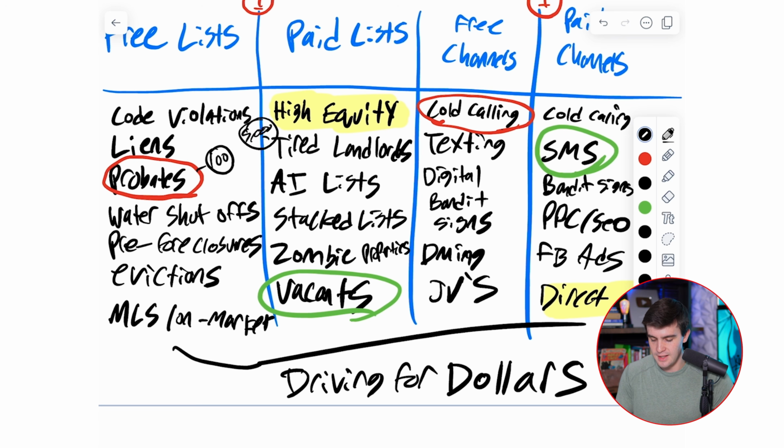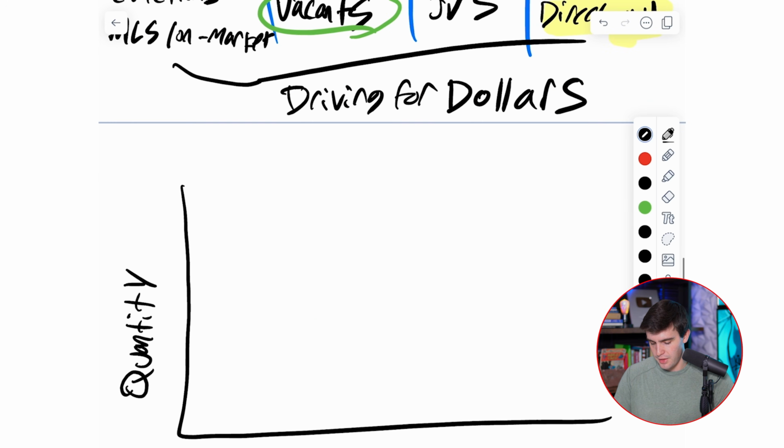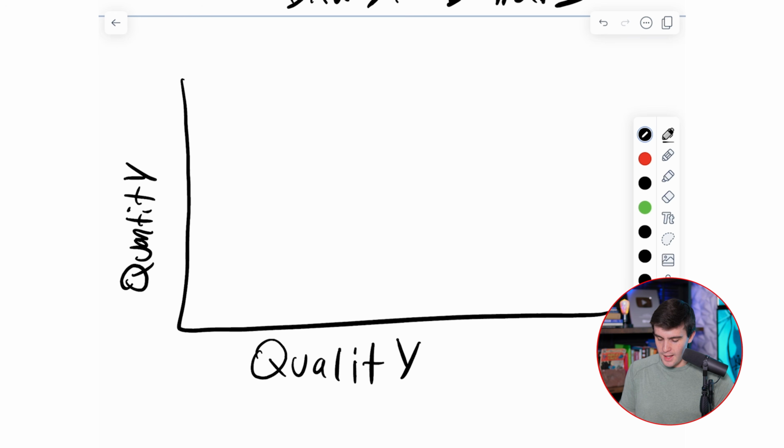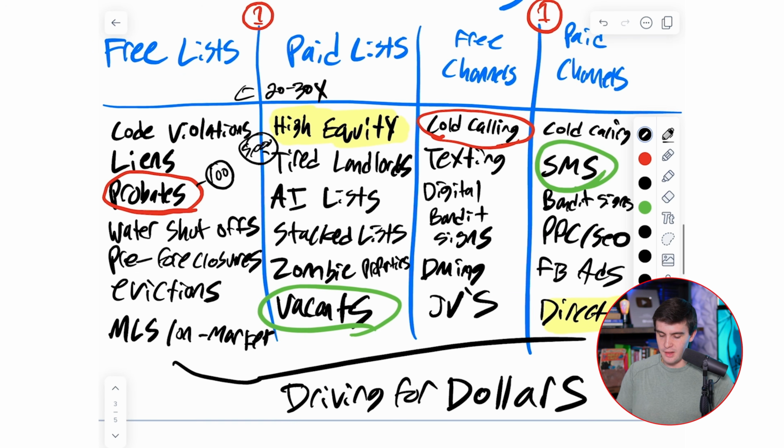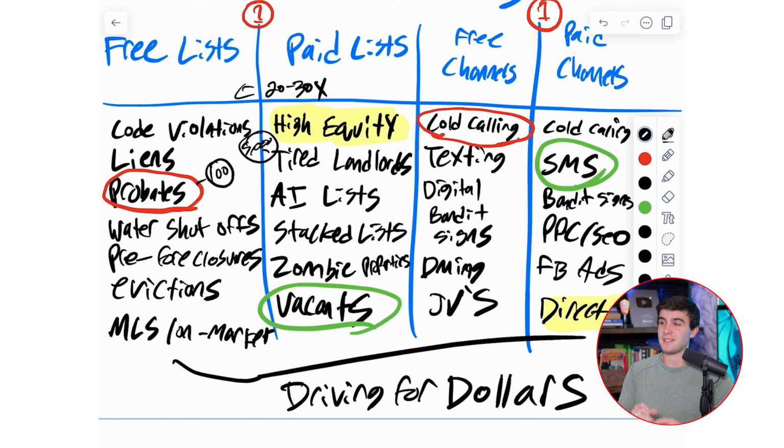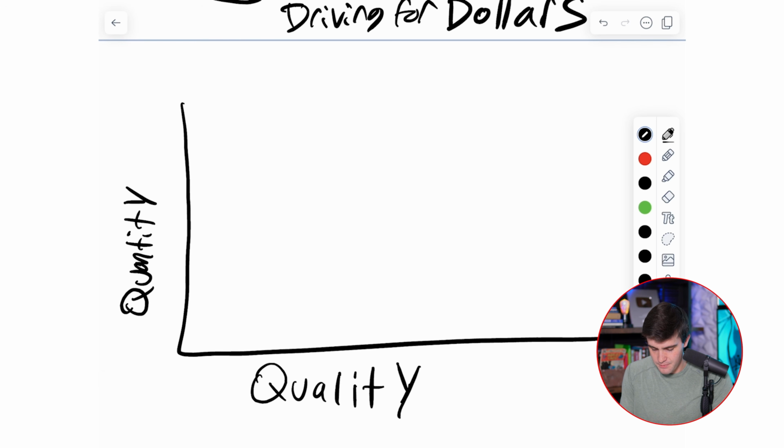But you're going to find paid lists have 20, 30x more than the free lists. And you might be like, well, if there's more on the paid list, I want to do that. Well, there's a catch here. There's also another thing when we look at lists called quality. And we're going to find that the free lists, which most people don't go after because they're a little more difficult to pull, are going to have higher quality than the paid lists because there's more people using the paid lists.